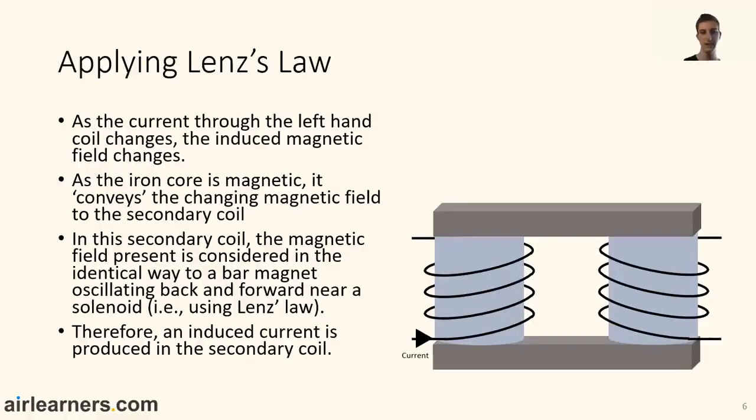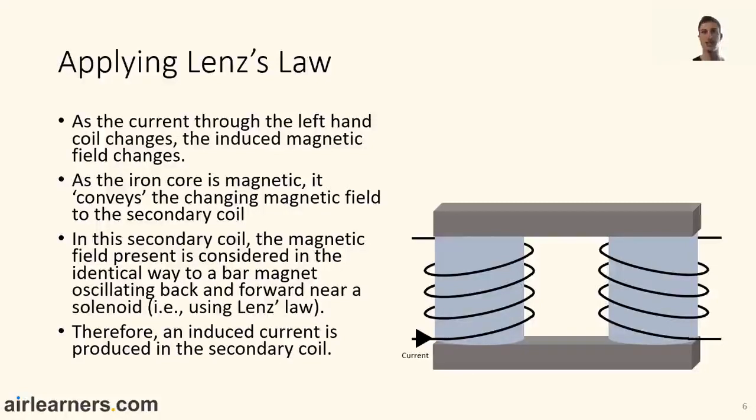So, now that we know a little bit about the transformer itself, how can we apply Lenz's law? As the current in the left-hand side of that coil changes, because that's where I've said the current comes from, the magnetic field that is induced by that current, if you use the right-hand grip rule, will keep on changing because the direction will keep changing, and so will the magnitude for that matter. Because iron is highly magnetic, it conveys this change in magnetic field to the secondary coil. And in the secondary coil, this would be the change in magnetic flux.